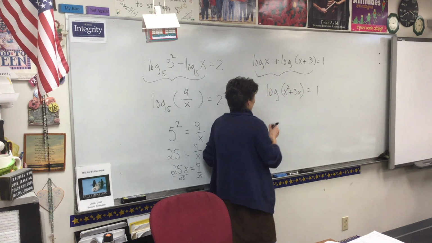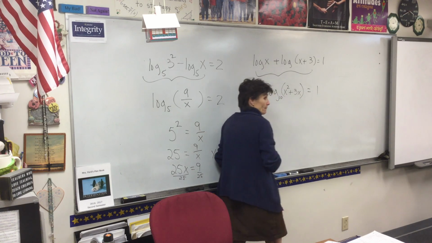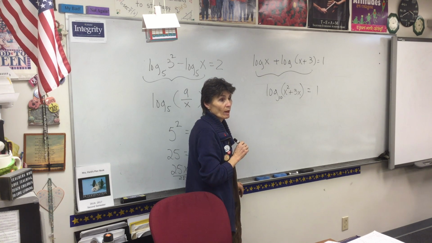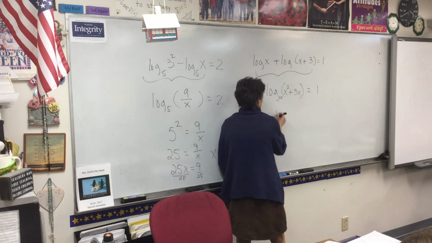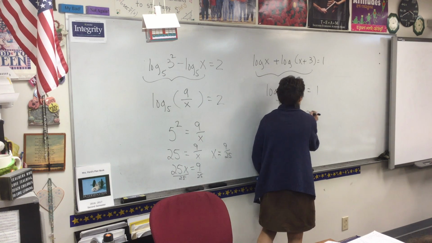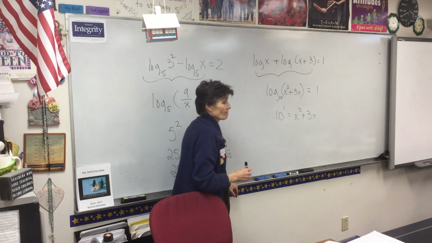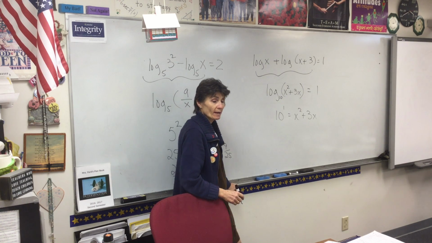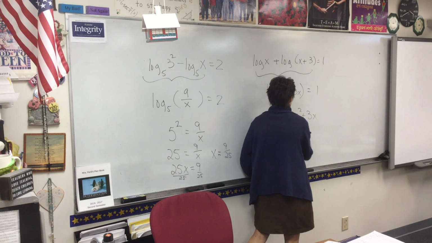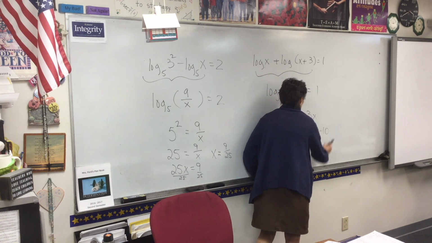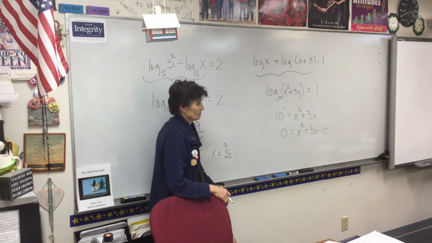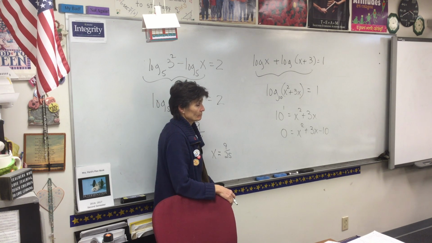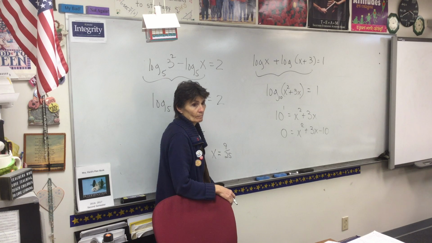Now, that's a 10. So to solve this, I have to get rid of that logarithm now, and so I'll loop-de-loop it. So 10 to the first equals x squared plus 3x. What kind of equation is that? Quadratic. It's a quadratic. So I'm going to get it set equal to 0. What do you think about that thing? Factor it.